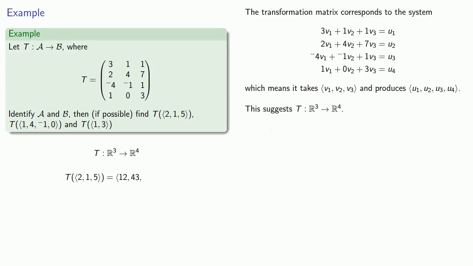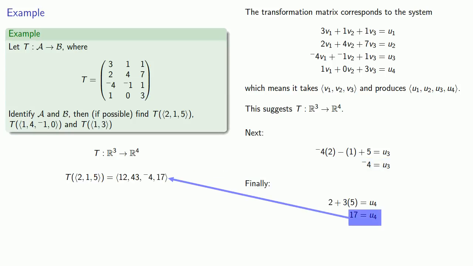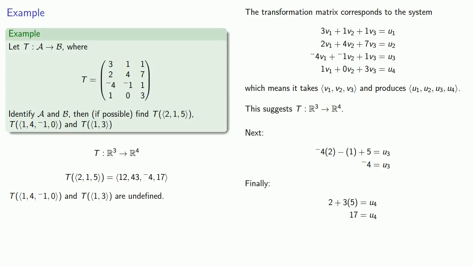Substituting 2, 1, 5 into our equation for u3 tells us that u3 is equal to negative 4. And finally, u4 is equal to 17. And again, because our transformation takes vectors in R3, then the vector with 4 components and the vector with 2 components don't live in the right space to be acted on by our transformation. And so the transformation cannot be applied to them. And so we say that the transformation applied to these vectors is undefined.